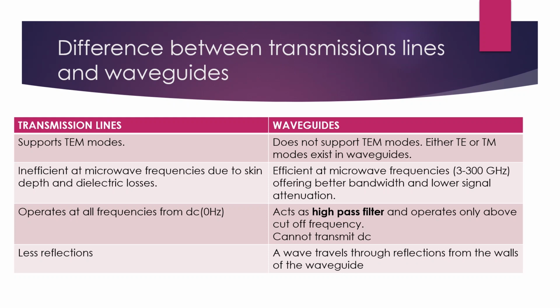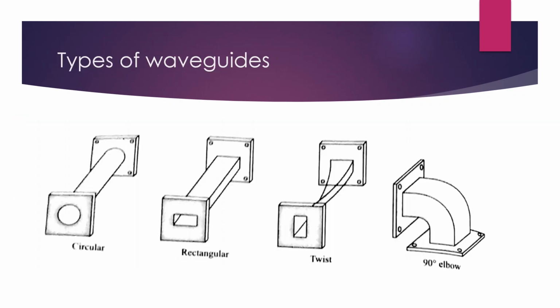And the last difference is that fewer reflections occur in transmission lines, whereas in a waveguide, the wave travels through successive reflections from the walls of the waveguide. So this is important. These are the major differences between transmission lines and waveguides.